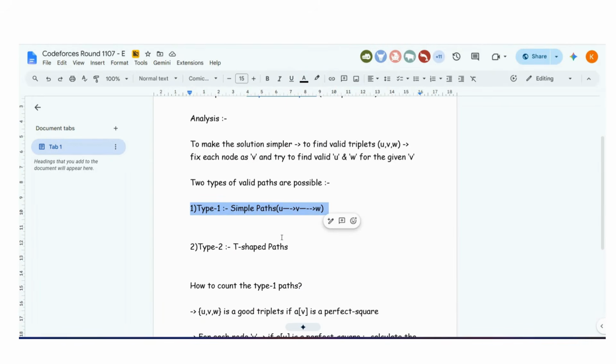For type 1 paths, that is done. You still have to calculate type 2 paths, add them, and then you can solve the problem on Codeforces.